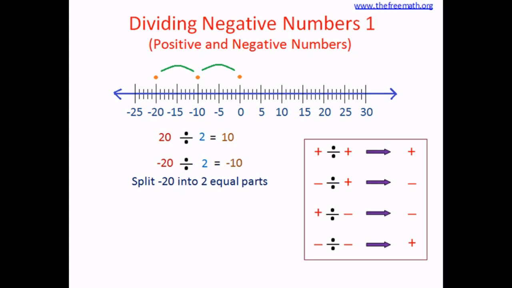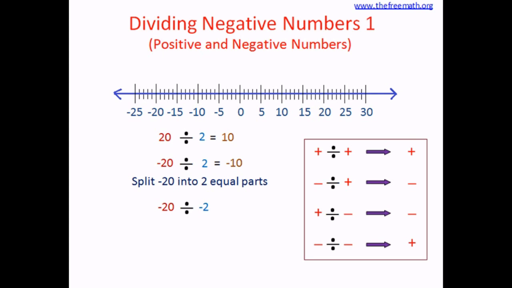And now if you look at the rules, second rule here, a negative number divided by a positive number gives you negative quotient. So that rule is correct. You could see that on the number line. Now let's take two negative numbers. Negative 20 divided by negative 2.